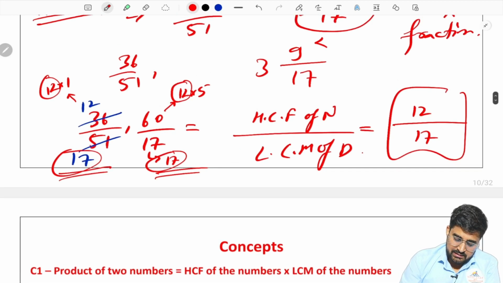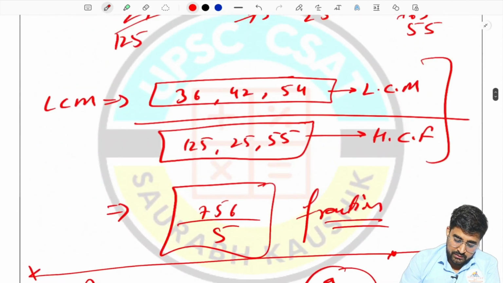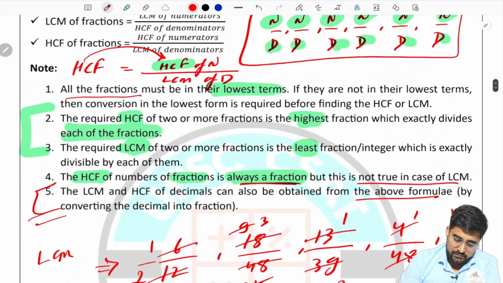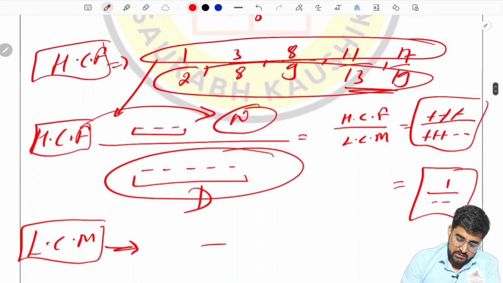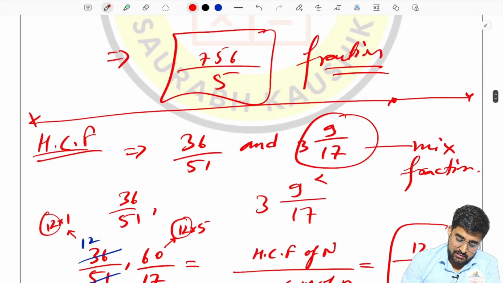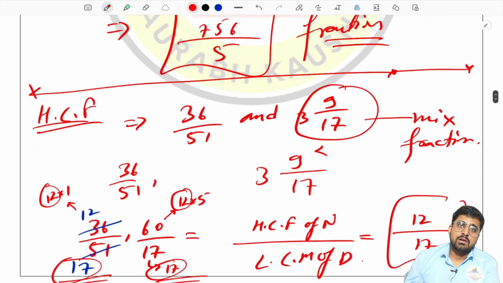So please practice, and always take care of note 1. Note 1: all fractions must be in their lowest form. Okay. Please pay attention to these details. Let us move ahead. I guess there will be no confusion left.